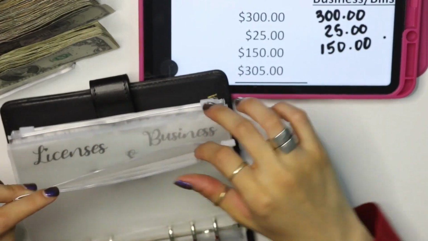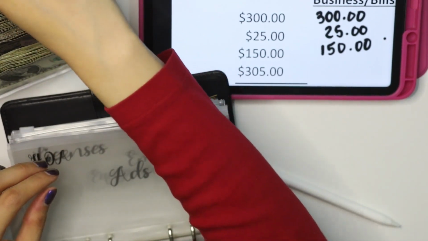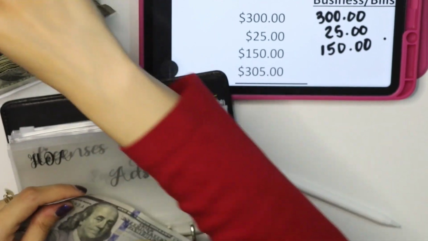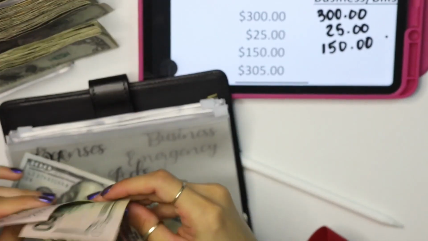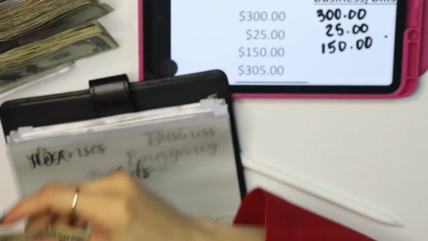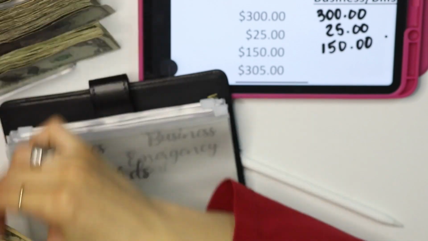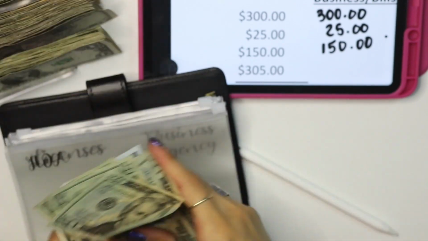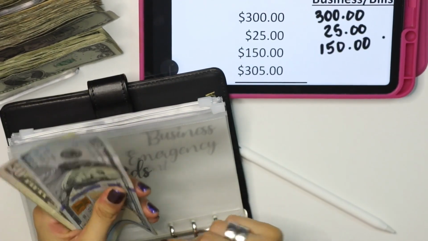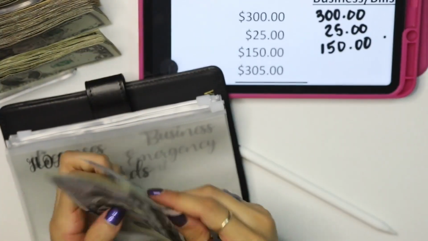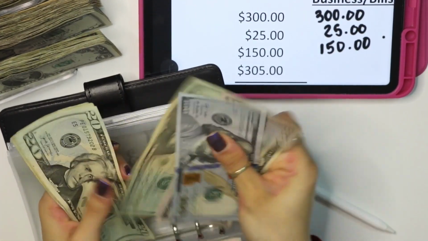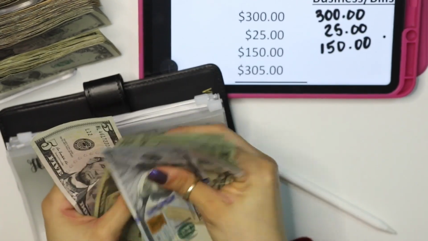HOA will be receiving $305. Okay. Do I want to? Yeah, I want to take my last 50s. So we should have 305: 100, 150, 200, 220, 240, 260, 280, 300, 305.